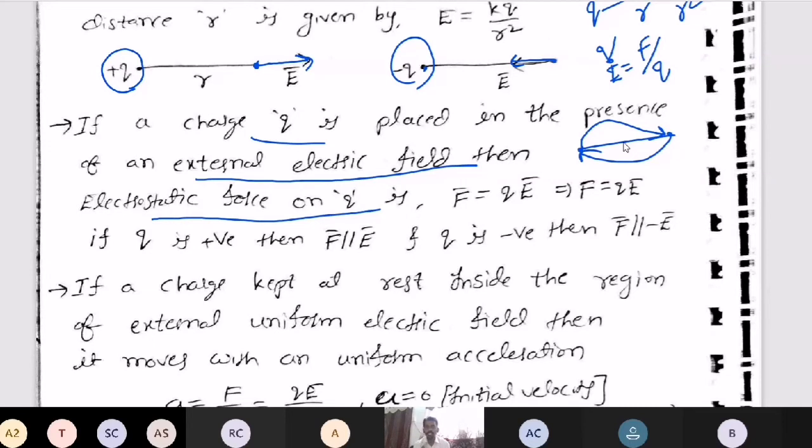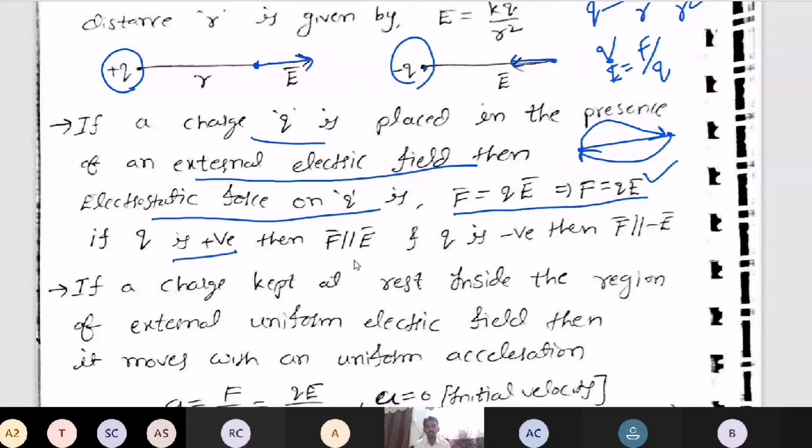Second one is in the presence of field due to first one. That's why both experience electric force. So that is what the electric force on a charge placed in the presence of external field. But here you need to remember one thing. Magnitude is charge into electric field, but direction is different.